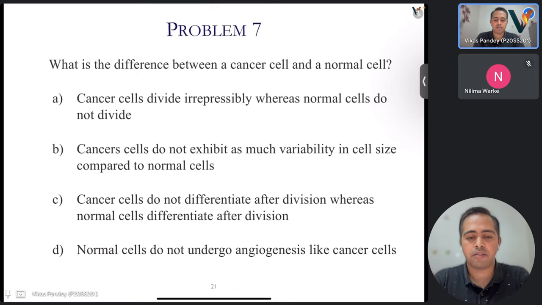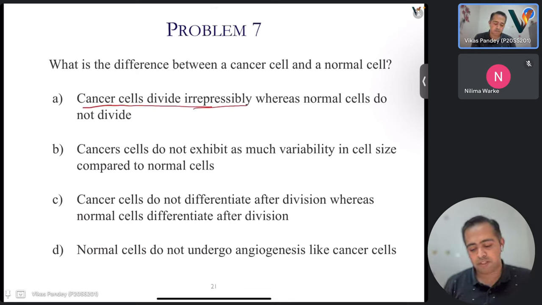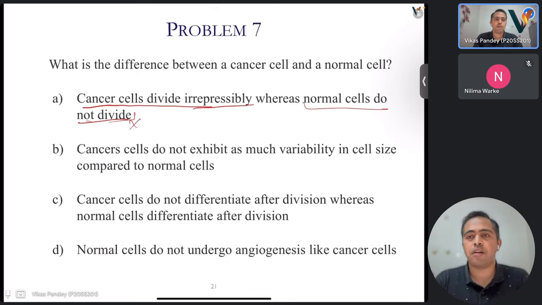Any answer? The first part of the first statement is correct, right? Cancer cells divide uncontrollably. You cannot control them easily. They will keep on dividing. But this part, normal cells do not divide, is wrong. Normal cells also divide, but they have contact inhibition and such things. They will divide up to a limit only.